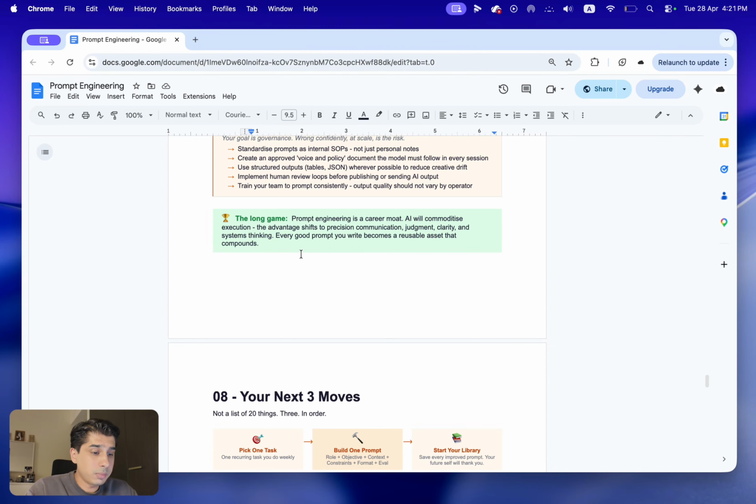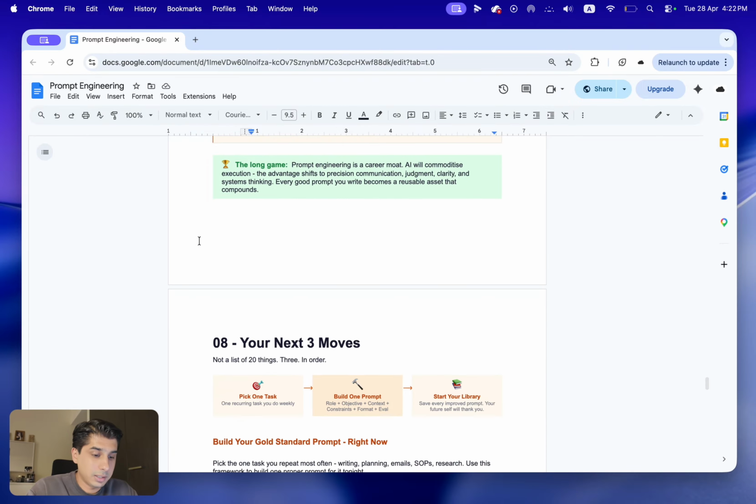The long game here is prompt engineering is a career mode, right? AI will commoditize execution. The advantage shifts to precision communication, judgment, clarity, and systems thinking. Every good prompt you write becomes a reusable asset that compounds over time.